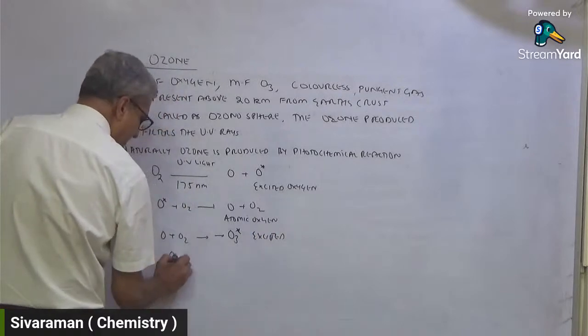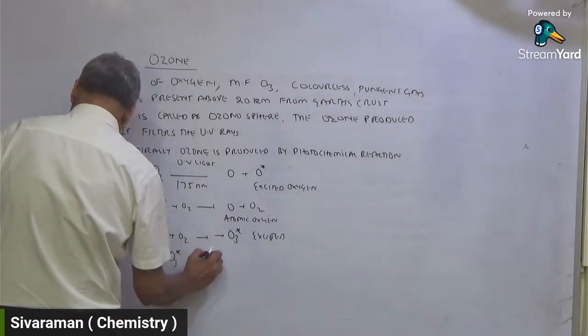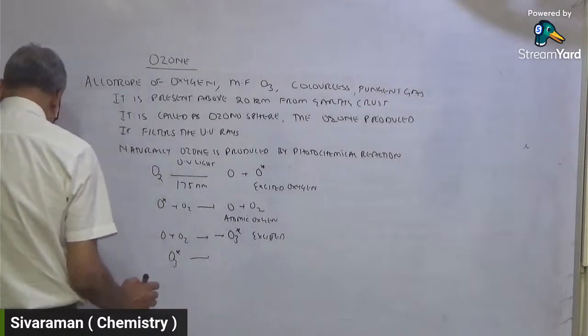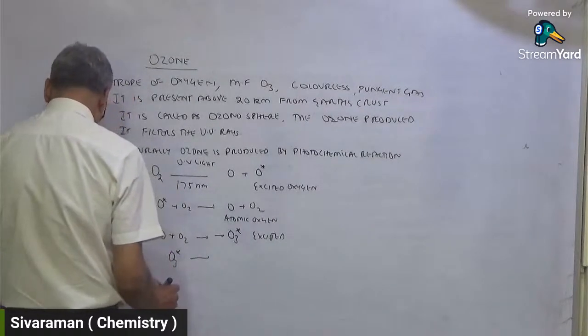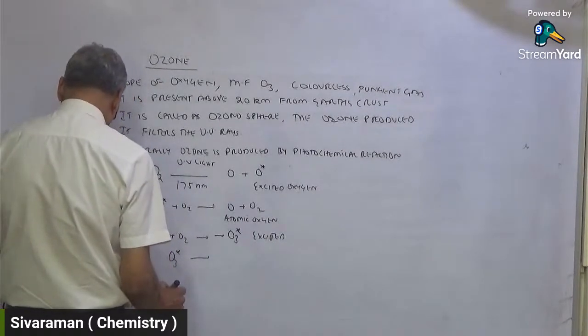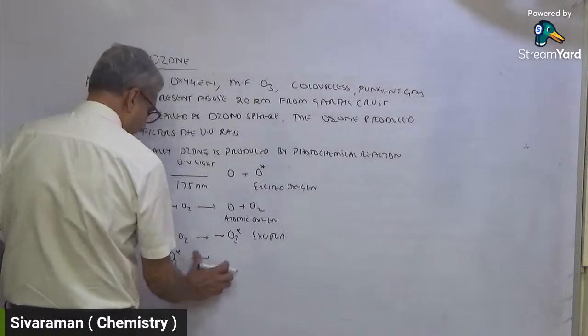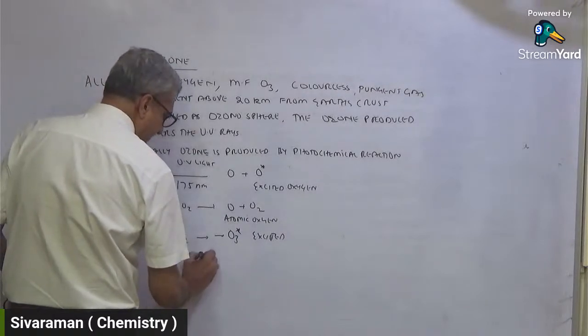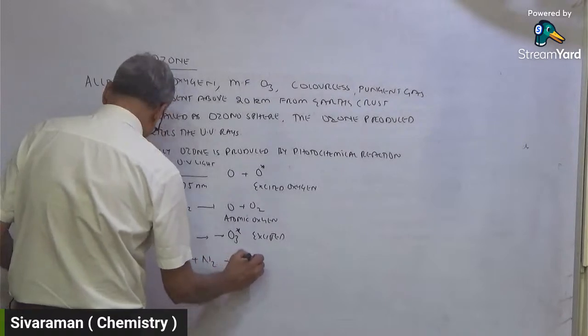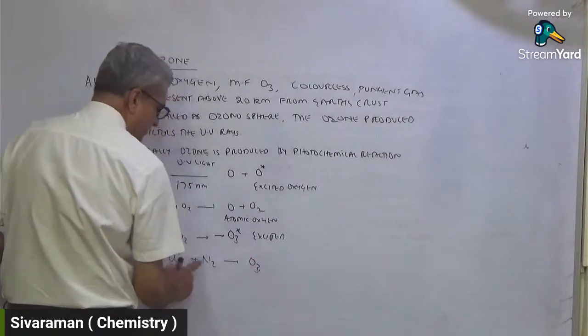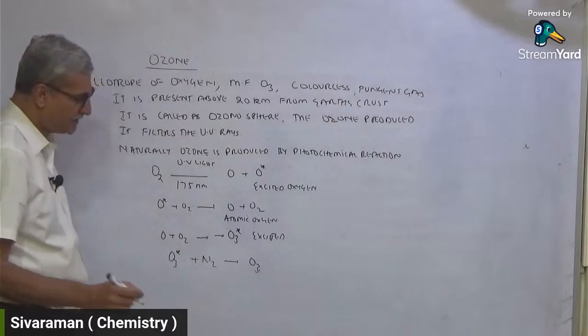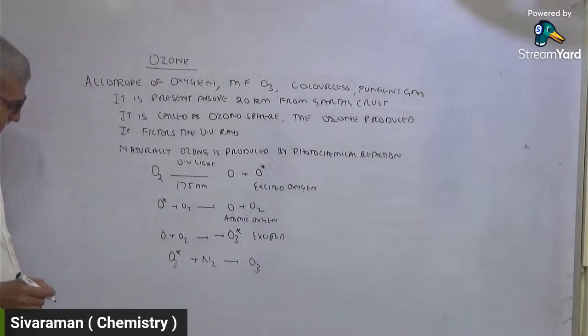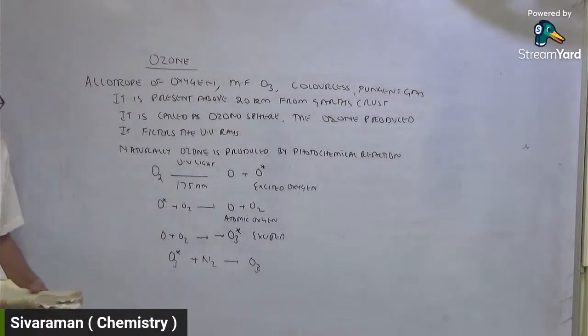And this excited O3, what does it do? Plus M, the nitrogen actually. And what does it form? O3. So nitrogen absorbs the excess energy and you get ozone. So please take down, this is the natural way.